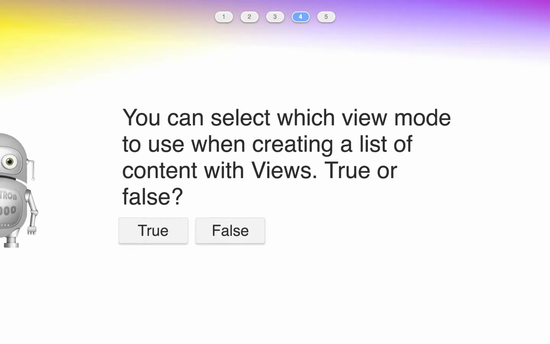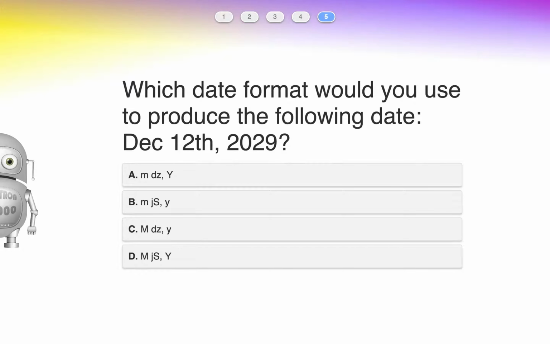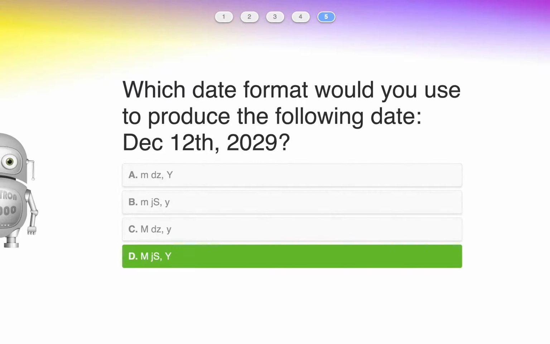Question 4. You can select which view mode to use when creating a list of content with views, true or false. The answer is true. View modes are probably the most powerful with views. And finally, which date format would you use to produce the following date? And the answer is D. Okay, let's take a look at our challenges.